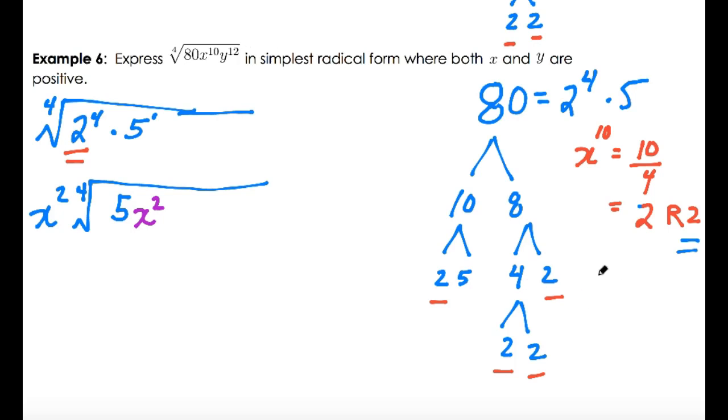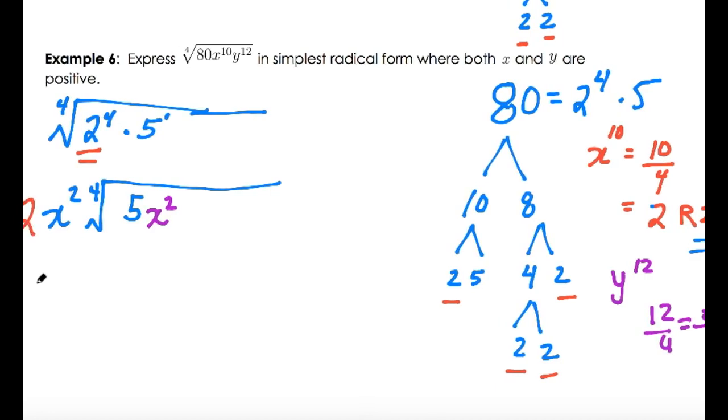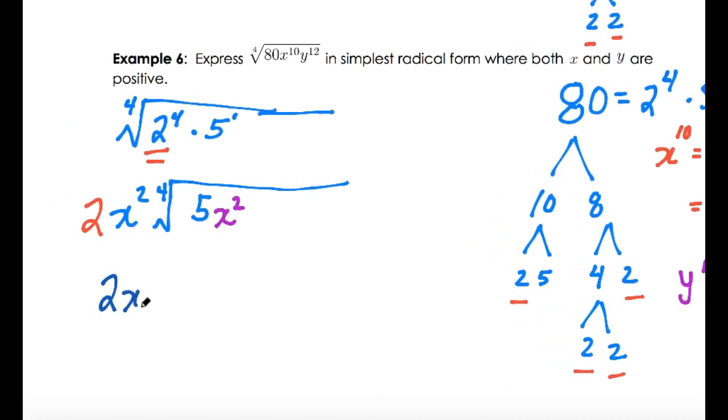Y to the 12th, well, 12 divided by 4 is 3. So nothing stays underneath, everything comes out. So we're going to have now 2x squared, y to the 3rd power, times the 4th root of 5x squared, and we are all set.